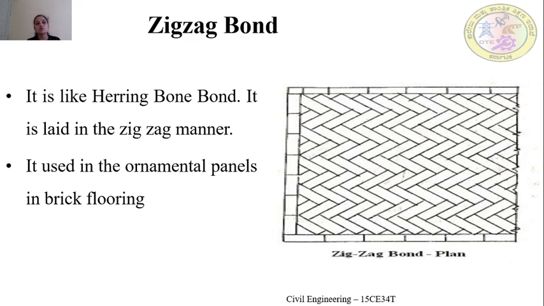Okay, the next type of bond is the zigzag bond. A zigzag bond is like herringbone bond. It is laid in a zigzag manner. If you observe this picture, you can see here the bricks have been laid in the zigzag pattern. That is why this bond is called the zigzag bond. And even zigzag bond can be utilized in ornamental panels or in brick flooring.